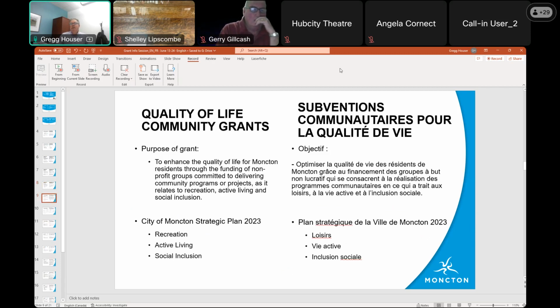The purpose of the quality of life grants is to enhance the quality of life for Moncton residents through the funding of nonprofit groups committed to delivering community programs or projects related to recreation, active living, and social inclusion. It crosses a gamut of areas and covers things that may not be covered under cultural and immigration. It ties into the Moncton Strategic Plan for 2023, as mentioned above.